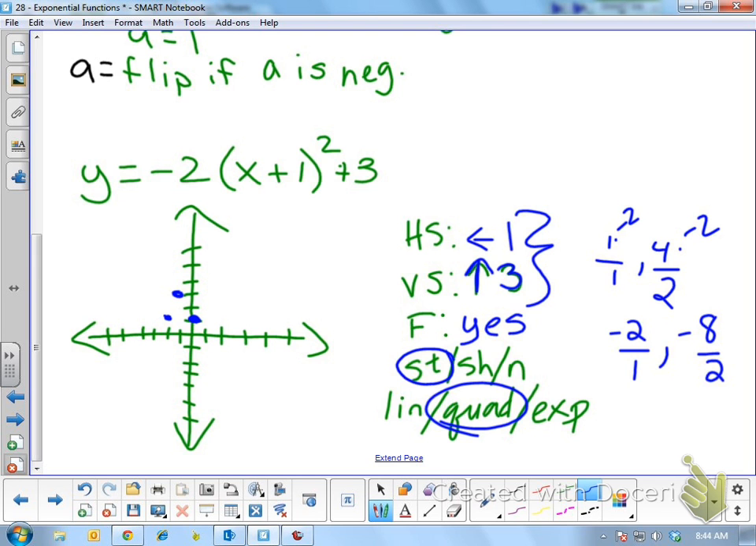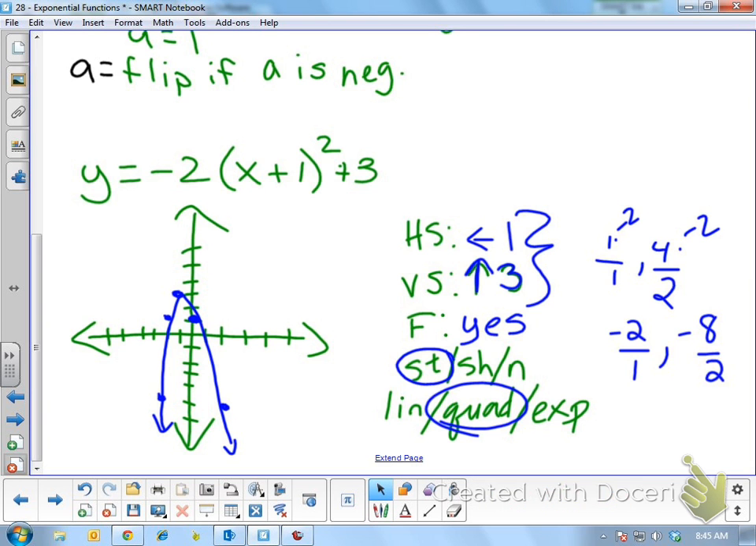Then from the center we go down 8 over 2, down 8, left 2. So again, this is a vertical stretch because it pulled it in from its original shape. Originally it was a nice U. Now it's pulled in and it's kind of a stretched out U.